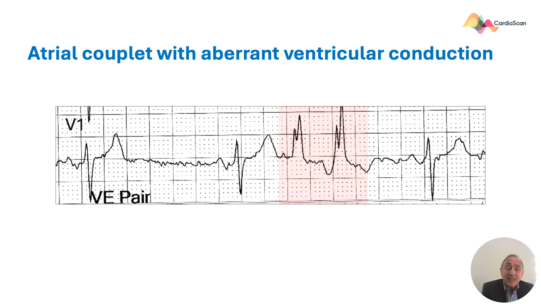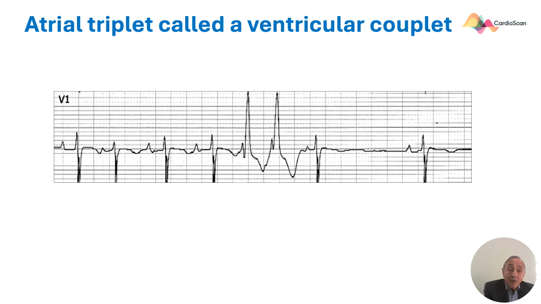So now let's look at some examples. Here we have an atrial couplet, which, as you can see, has been said to be a ventricular ectopic pair or couplet. And we can see the classical appearance of the rSR prime and maybe a P wave beforehand. Here is another one. It's an atrial triplet, but it was called a ventricular couplet as well. So let us go through this and see how we evaluate this.